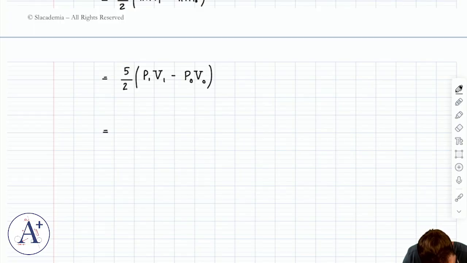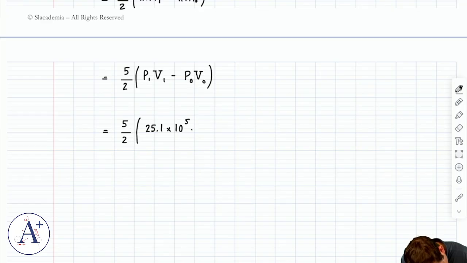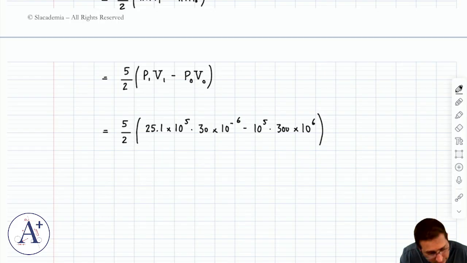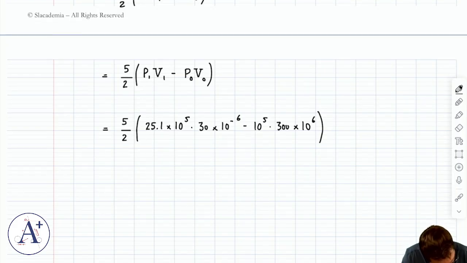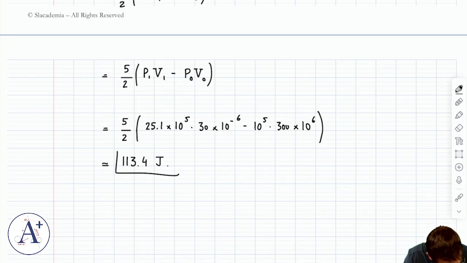Okay, so this is going to be 5/2. P1 is 25.1 times 10 to the 5. V1 is 30 times 10 to the negative 6, minus 10 to the 5 multiplied by 300 times 10 to the negative 6. And that's going to be approximately 113.4 joules. Now, does this make sense?